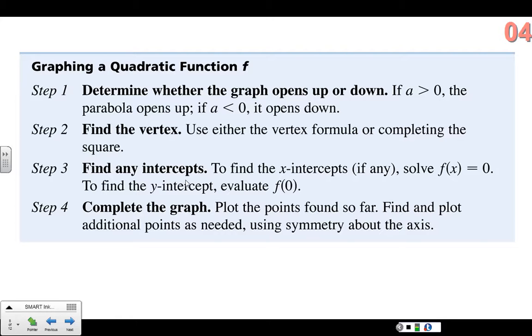That might help you find the vertex like we did in previous lessons. Find any intercepts. To find the x-intercepts, if any, solve by setting the function equal to 0. If you want to find the y-intercept, you find f of 0. You plug 0 in for the x values. Then complete the graph by plotting the points that you found and finding additional points using a table of values like a t-chart. Use symmetry about the axis of symmetry to help you finish plotting it out.